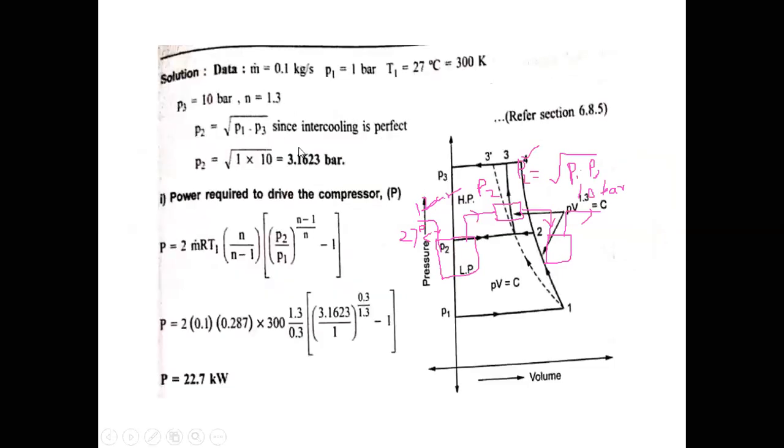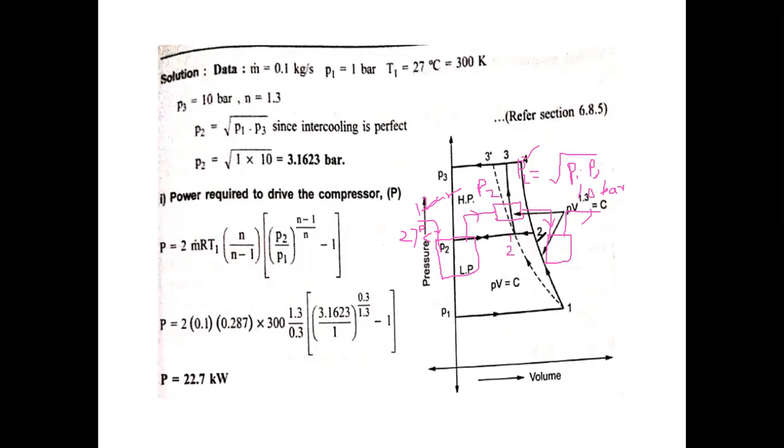So this is the data that is given. Now P2 is how much? 3.1623. As earlier I told you, P2 is equal to the square root of P1 into P3. So here you can see the diagram. This will be the suction process in the first stage compressor. The condition at 1 is given, that is 1 bar pressure and 27 degrees Celsius temperature. Then this air is compressed by a polytropic process up to, I'm considering this as 2 dash, and further it is intercooled.